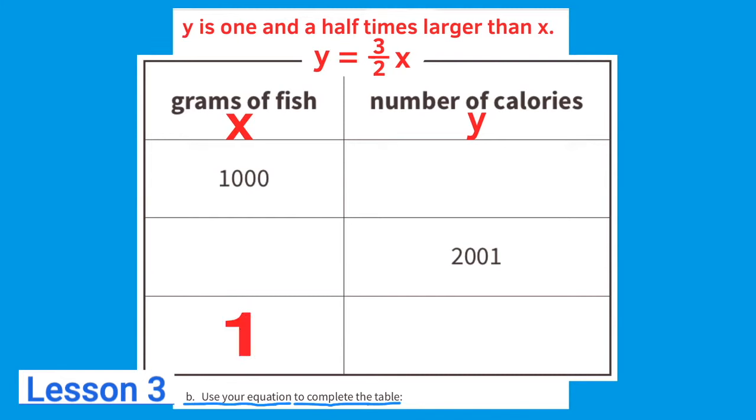Let's start with 1 gram of fish. What's 1 1/2 times larger than 1? 1 5/10, or 1 1/2. This means that 1 gram of fish has 1 1/2 calories.